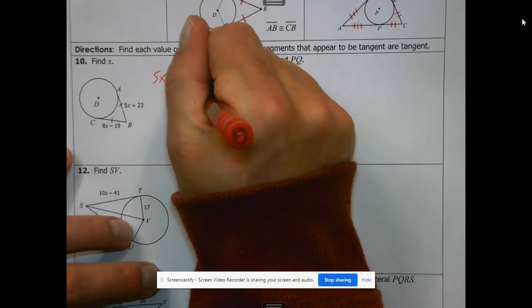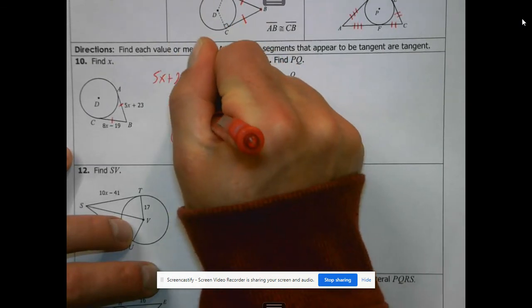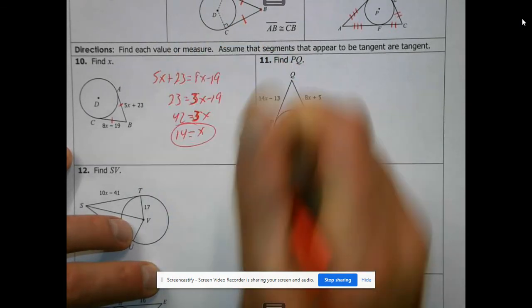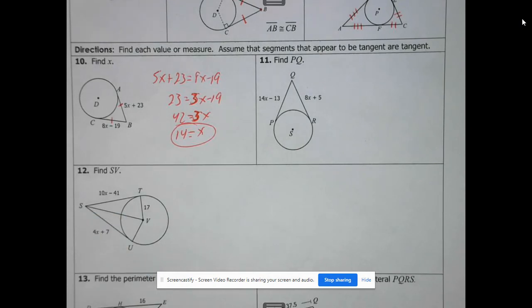This should have been a 3x right here. Sorry about that. 3x, 3x. 3 goes in there 14 times.